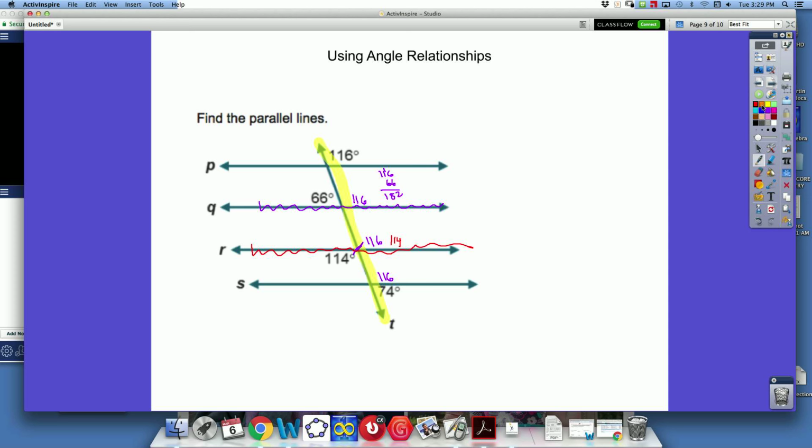And now I go to my last one. This says 116. The acute angle under it says 74. So since they're on the line, they should add up to 180. So 116 and 74, that's 10, carry the 1. 7, 8, 9, 190. Oh my goodness, that means none of these are parallel. It is a trick problem. So we have to be careful when we are looking out for those.